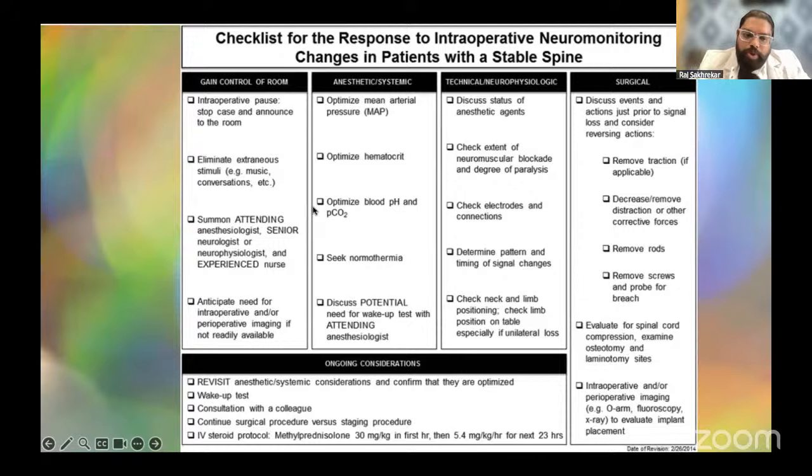individual institutional protocols. And there is a steroid protocol also, methylprednisolone 30 milligram per kg in the first hour, followed by 5.4 milligram per kg per hour for the next 23 hours. That eventually reduces the swelling, the edema on the spinal cord, and that kind of helps to reduce the inflammation and maybe get back a little bit of the paresis the patient has.